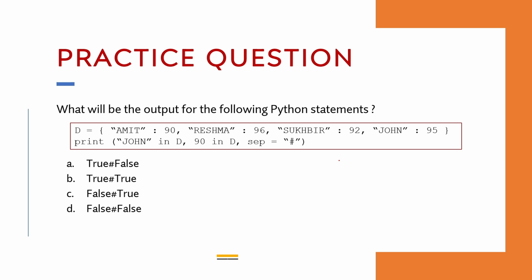Now we have a practice question for you. You need to answer this one in the comment box. What will be the right answer for this one?